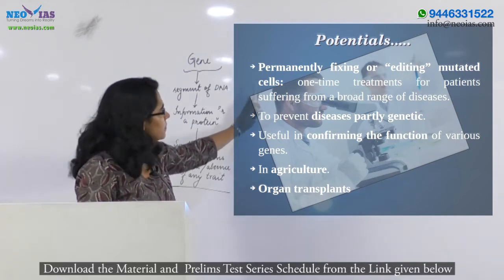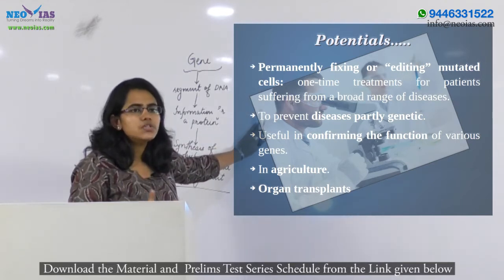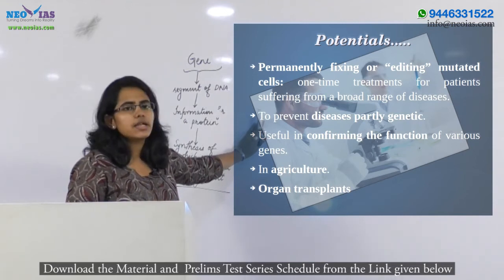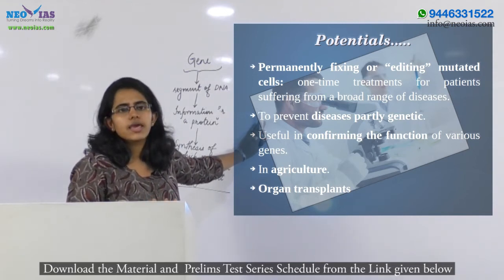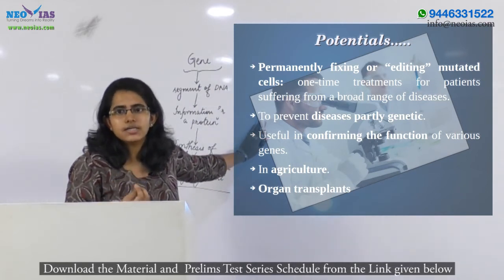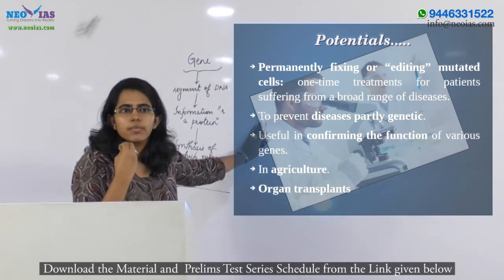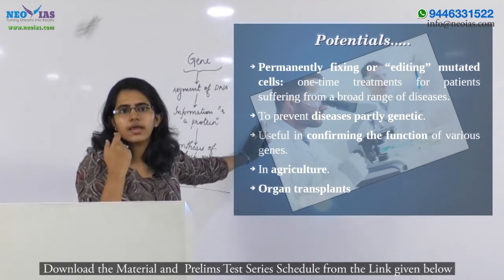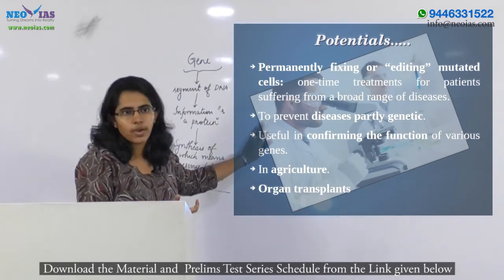So that is the first thing. Second thing is that it can also be used to prevent diseases that are partly genetic. So what are the examples? You can say diabetes as well as cancers that are to a certain extent genetic. So that particular gene can be edited and this disease can be prevented.